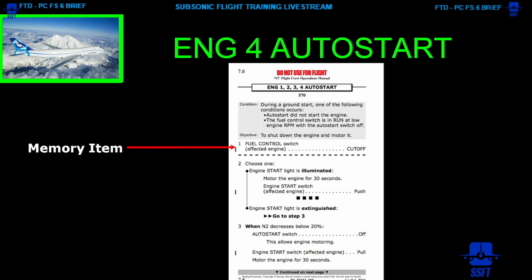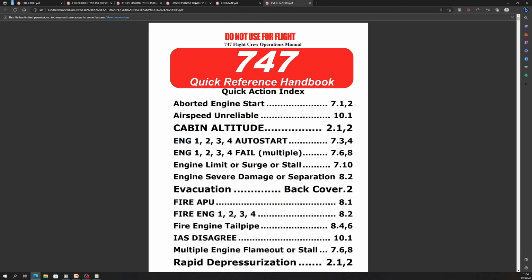It doesn't need to be verified because you're on the ground. So it's not a verified item that needs to be verified by the other pilot. If you got the wrong one, it's not critical at that point. So it's not a verifiable item that needs to be confirmed from the other guy or gal.